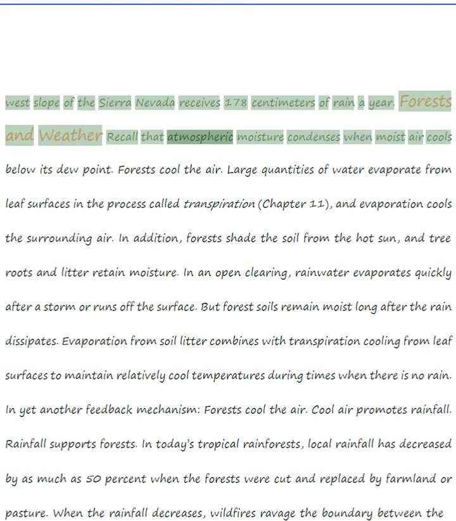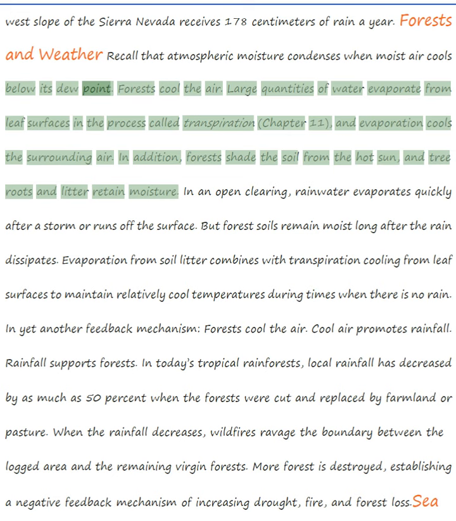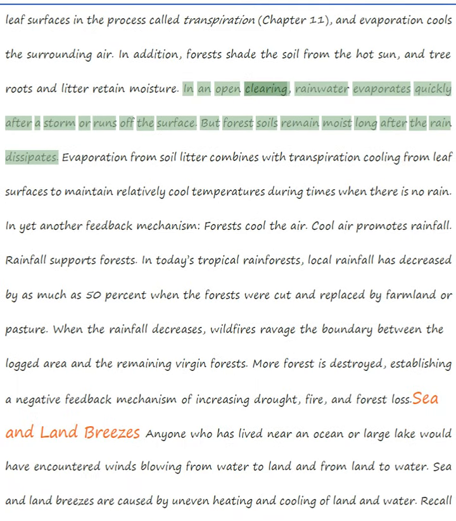Forests and weather. Recall that atmospheric moisture condenses when moist air cools below its dew point. Forests cool the air. Large quantities of water evaporate from leaf surfaces in the process called transpiration, and evaporation cools the surrounding air. In addition, forests shade the soil from the hot sun, and tree roots and litter retain moisture. In an open clearing, rainwater evaporates quickly after a storm or runs off the surface. But forest soils remain moist long after the rain dissipates.